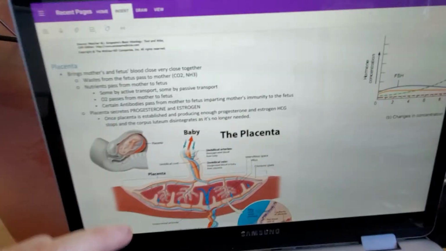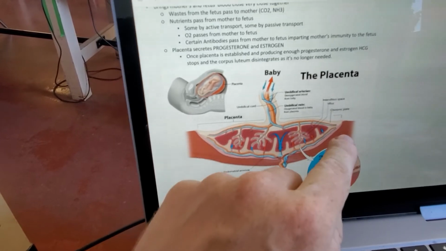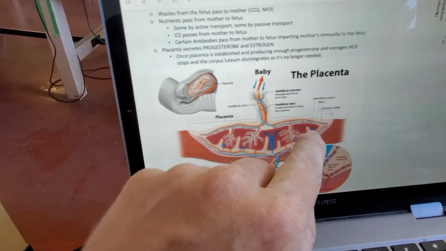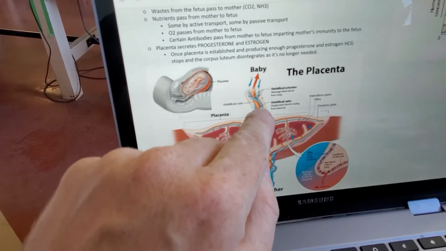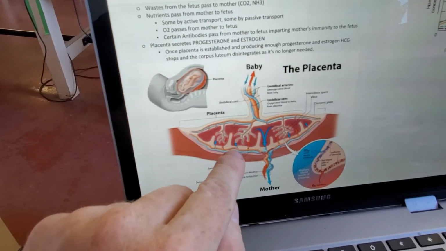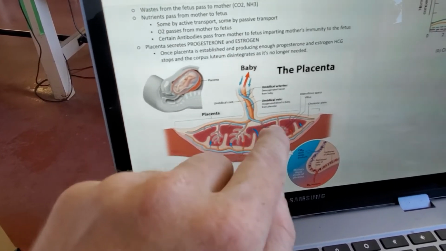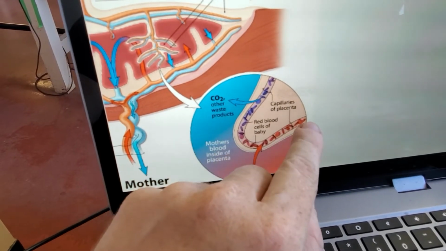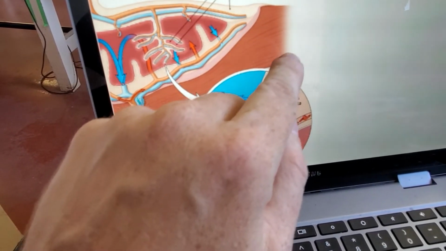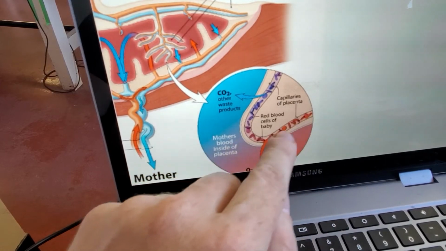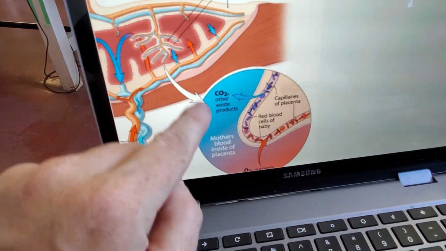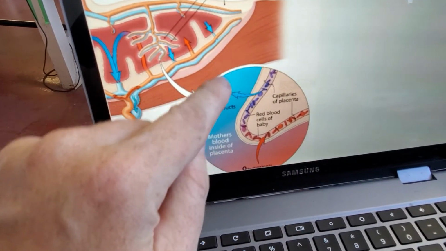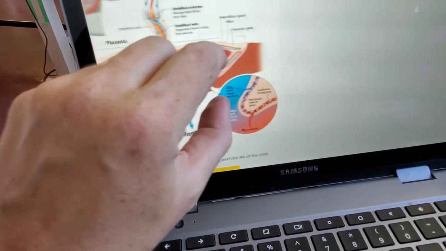Here we go. Here's some cool placenta stuff. There's an image of the placenta. That's the uterine lining, a big sack of blood. There are those finger-like projections going to the baby. Baby's blood comes in here. Mother's blood is in here. Exchange. There's a close-up here. So these are red blood cells of the baby, capillaries of the baby that are going to the umbilical cord, and this is mother's blood. Okay? Ta-da!